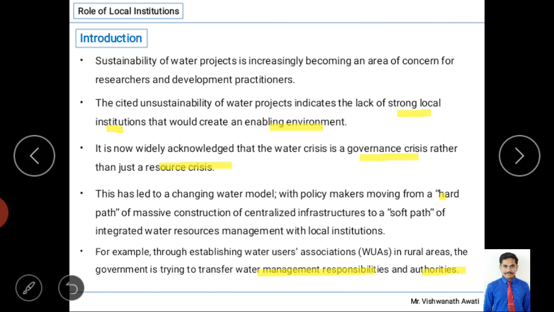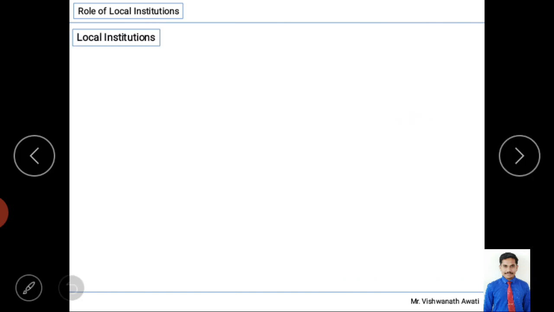Why? Because they want to reduce the financial burden as well as the lack of human resources. That's what they want, to move from centralized management to local management by transferring the irrigation management activities, right? So next we'll go for local institutes. I told why local institutes are required, right? Because we want sustainability, means very good performance.